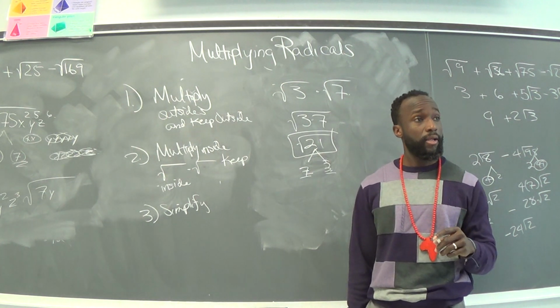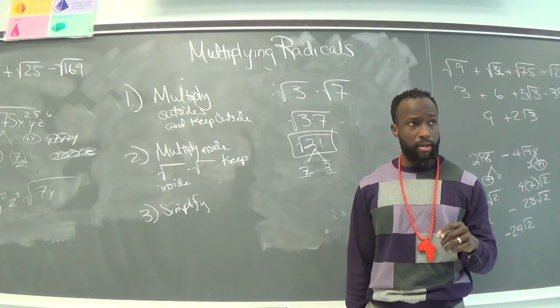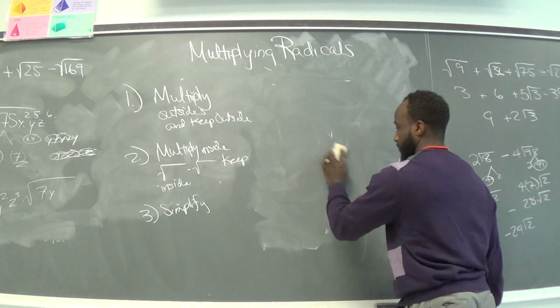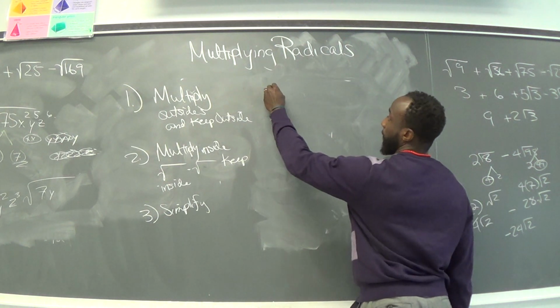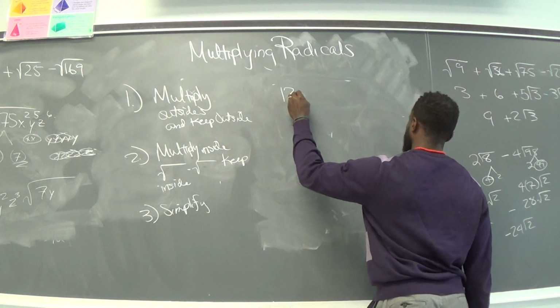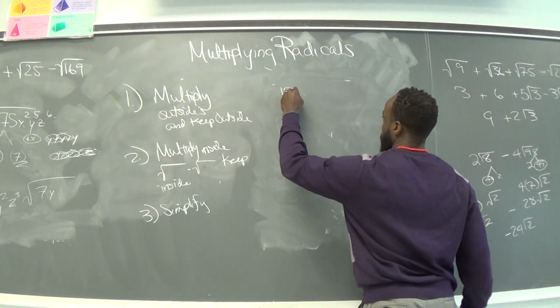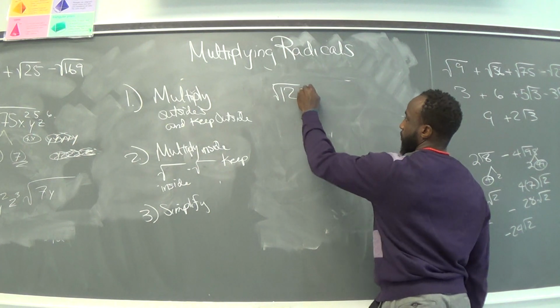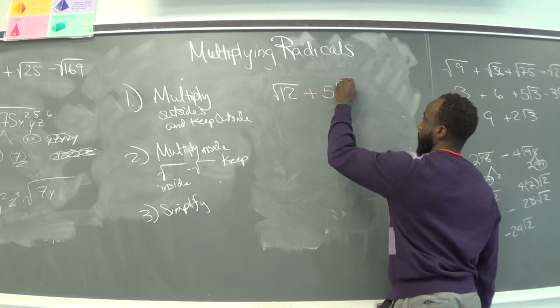Now, what if you have one that has no number on the outside and one that has a number on the outside? That's a great question. Like which one, Simon? Number 5. Read it. The square root of 12 plus 5 square root of 3. Plus 5 root 3.